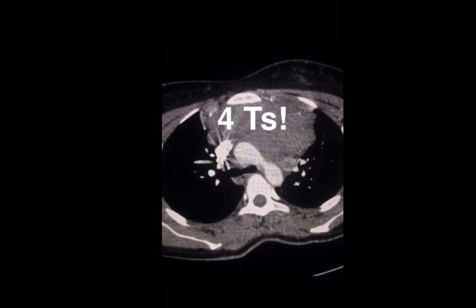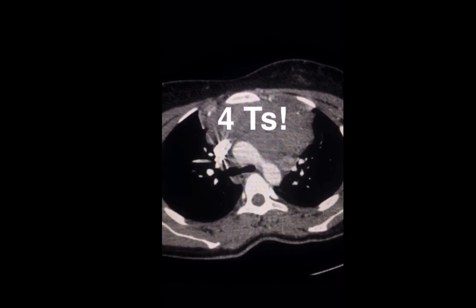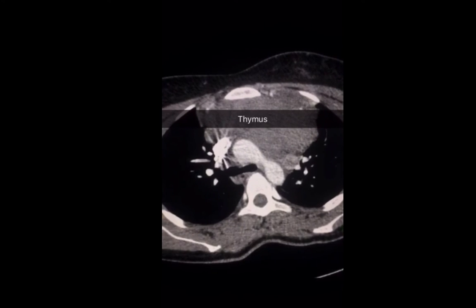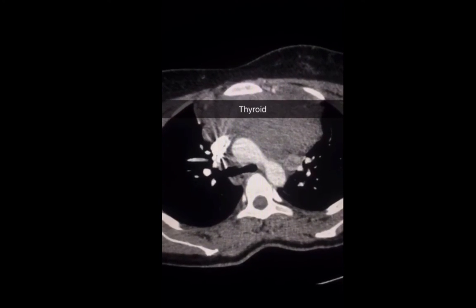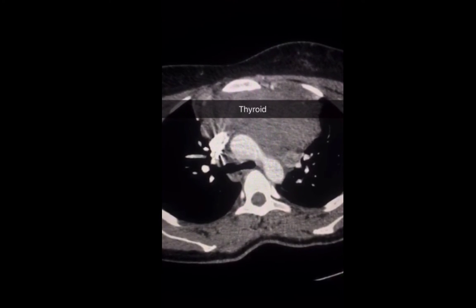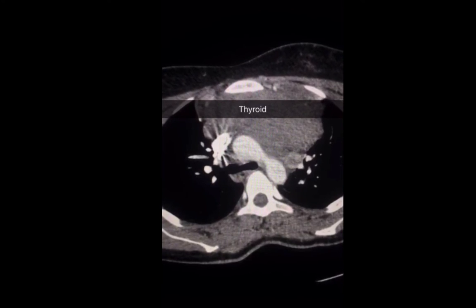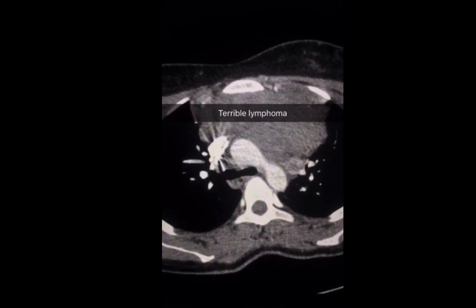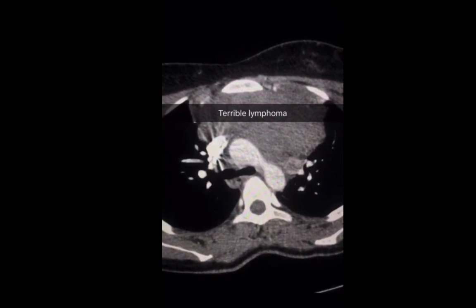The differential diagnosis of anterior mediastinal lesions could famously be remembered by the 4 T's. The first T stands for thymic abnormalities, such as thymoma and others. The second T stands for thyroid abnormalities, and that's when a thyroid lesion descends into the chest through the thoracic inlet. The third T represents one of the germ cell tumors known as teratoma. So germ cell tumors such as teratoma. The fourth T is not a T, it's lymphoma, but for us to remember it, we're going to call it terrible lymphoma or T-cell lymphoma.